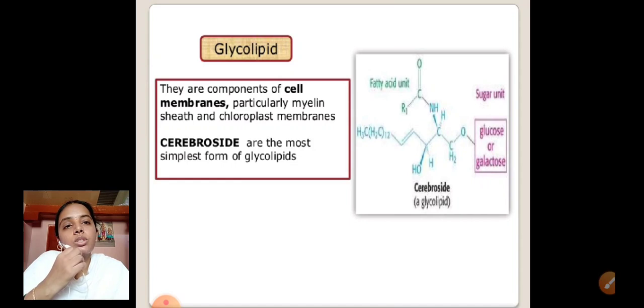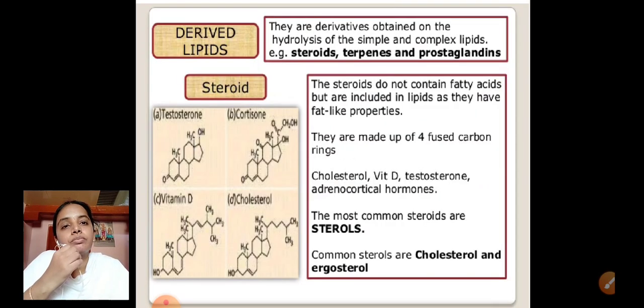Glycolipids. These are components of the cell membrane, particularly the myelin sheath and chloroplast membrane. Derived lipids are obtained on the hydrolysis of simple and complex lipids. Examples are sterols, cholesterol and ergosterol.